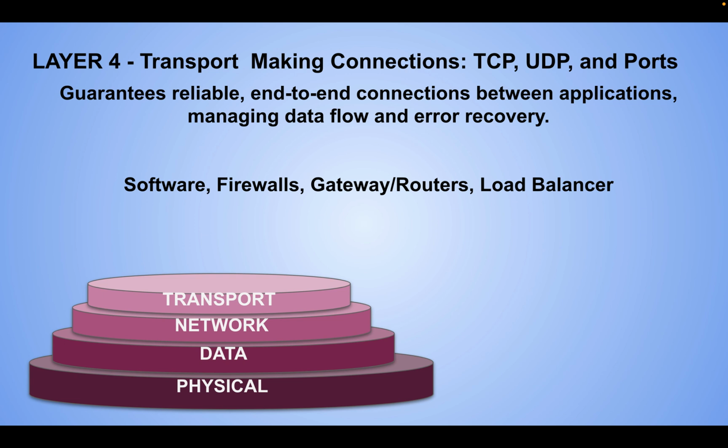Next up is Layer 4, the transport layer. Layer 3 was all about getting to the destination using IP addresses. Layer 4 is about how you get to your destination. This is where TCP and UDP come into play.